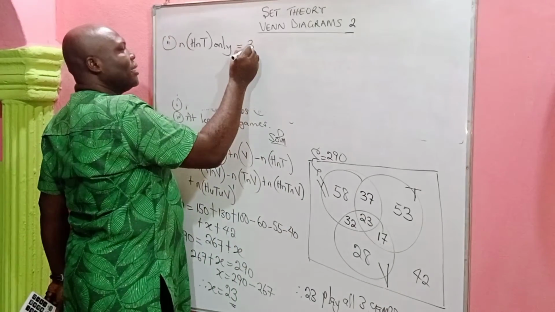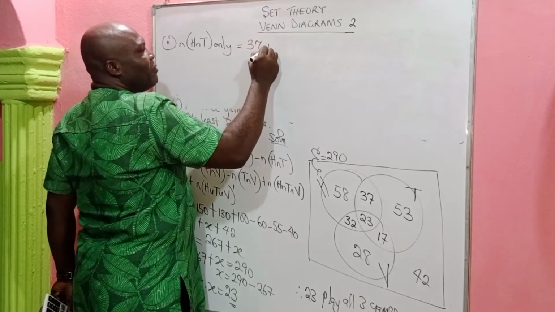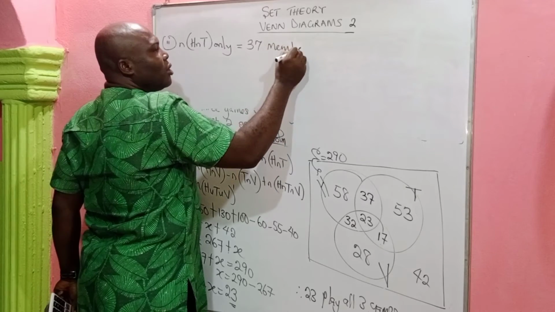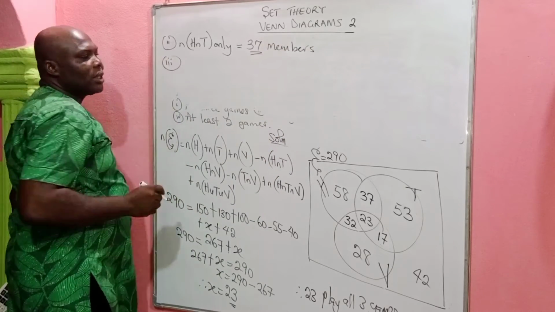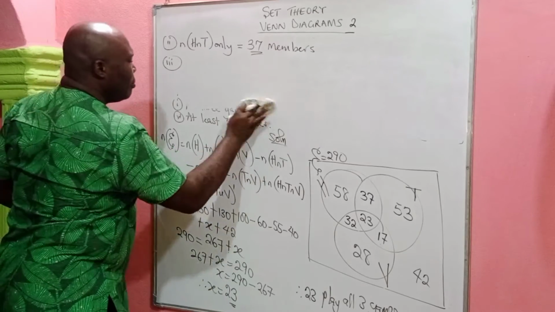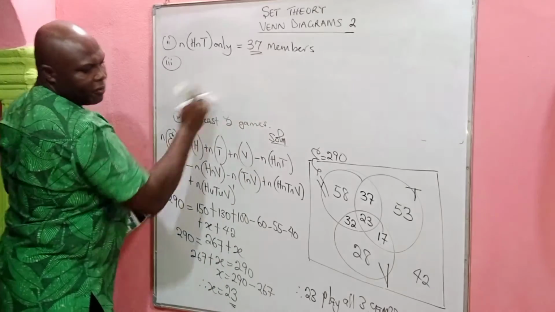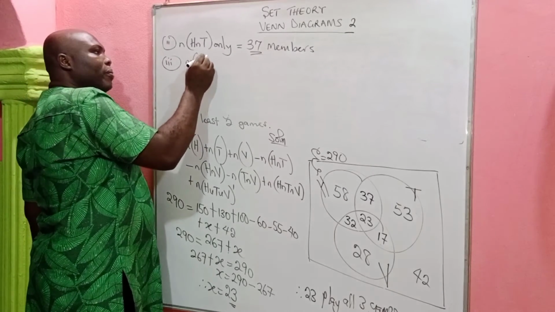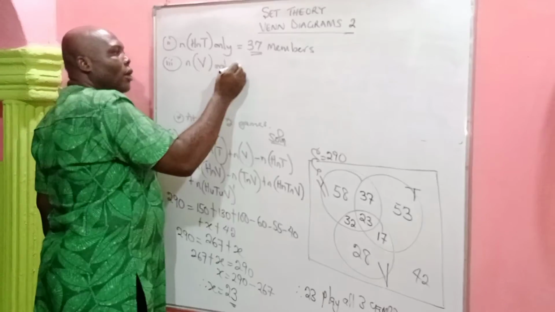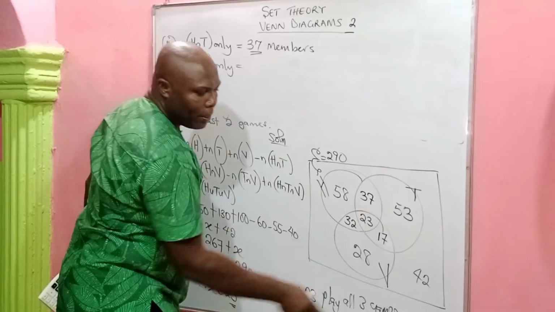Then the next one, those that play volleyball only. Number that play volleyball only. Alright, we have done the adjustment, and the number that play volleyball purely is 28 by the adjusted Venn diagram. So that will be 28 members.